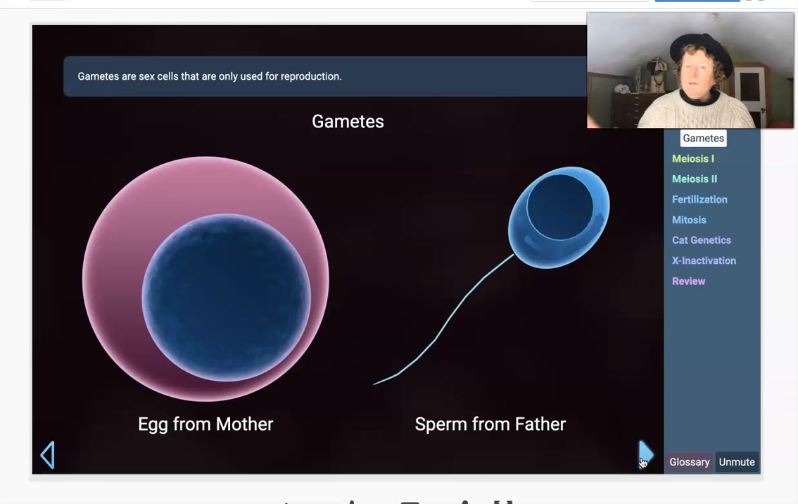So you only do meiosis if you're making reproductive cells. You don't do meiosis in your toes or your eyeballs or your liver or your muscles or your skin or your bones. That's all mitosis. Meiosis is only for making eggs and sperm.